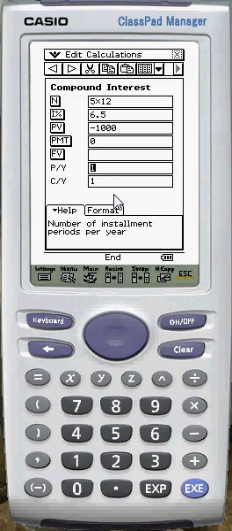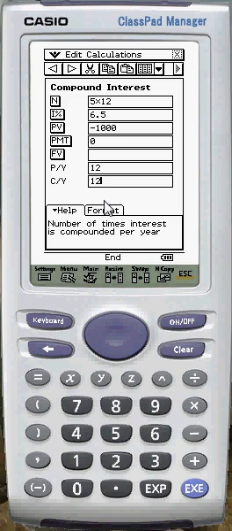The PV window contains the number of instalment periods per year, which in this case, since it's compounding monthly, is 12. Under that, the CV window is the number of times interest is compounded, and that's also 12. Once again, in this course, generally speaking, those two numbers will be the same, and they'll just be the number of times in the year that it compounds.